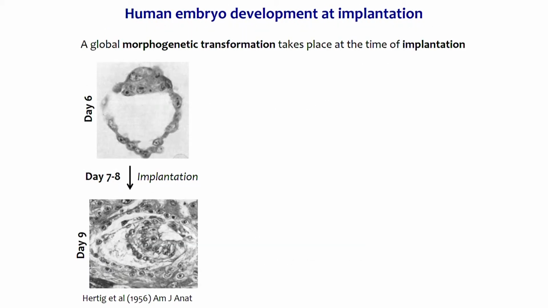So we thought if we want to develop a system where the embryo undergoes normal morphogenesis, we need to recapitulate this very complex transformation. I'm showing you here an image of an in vivo developing embryo, a day 6 blastocyst, and how it looks some days later. It completely changed its shape and morphology.